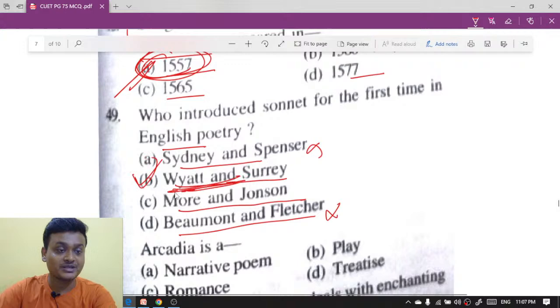Now, Arcadia is a narrative poem, a romance, a play, a treatise? Actually, Arcadia is a prose romance. So here C is the right option.